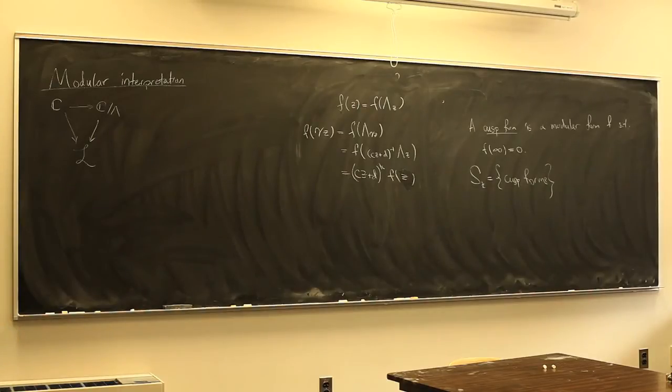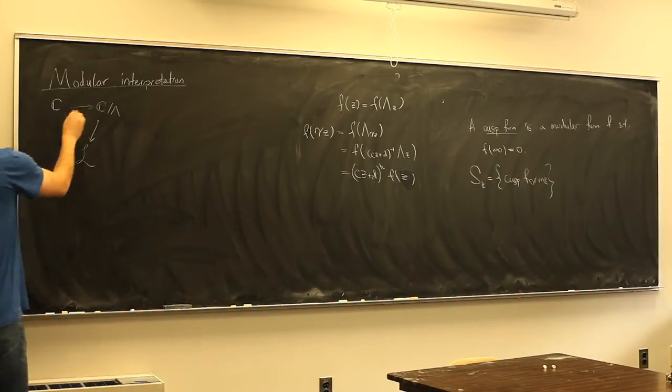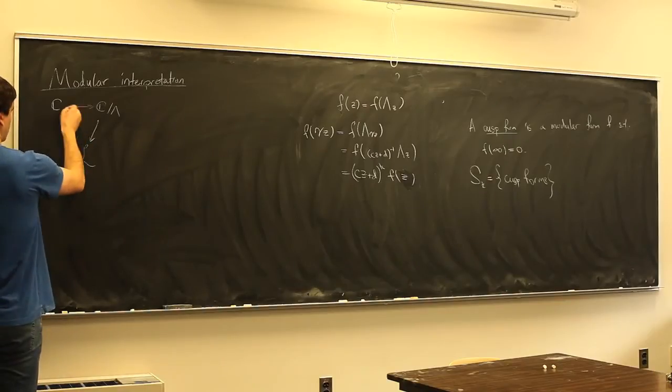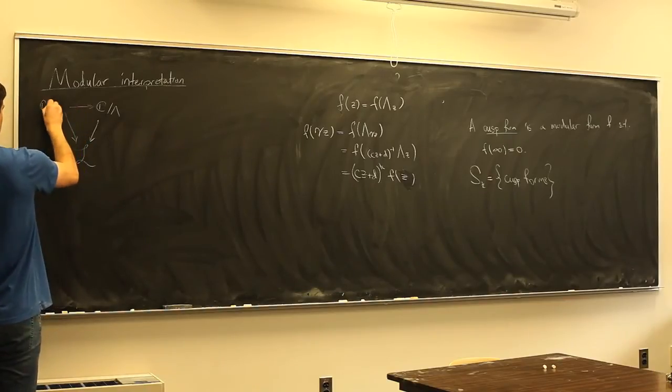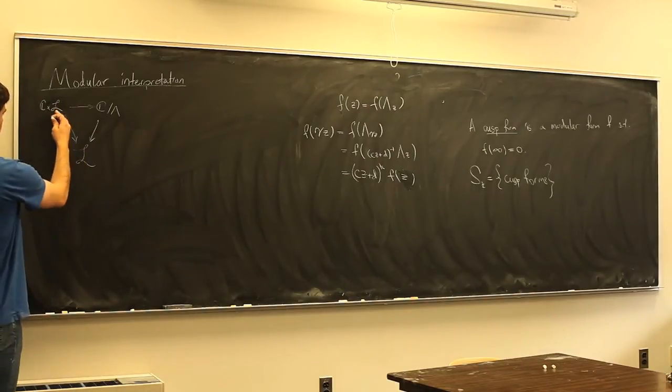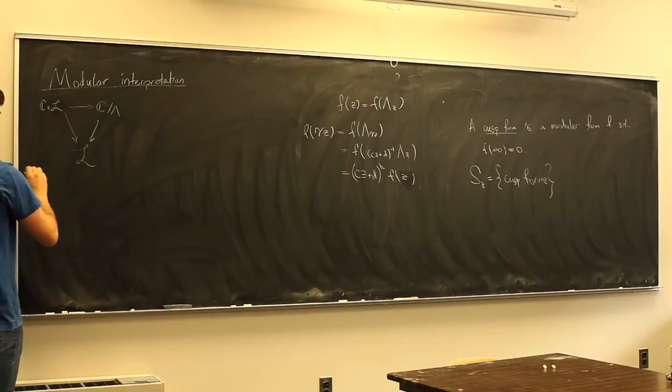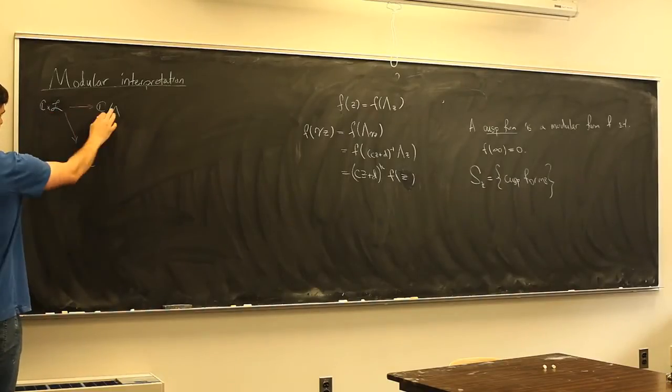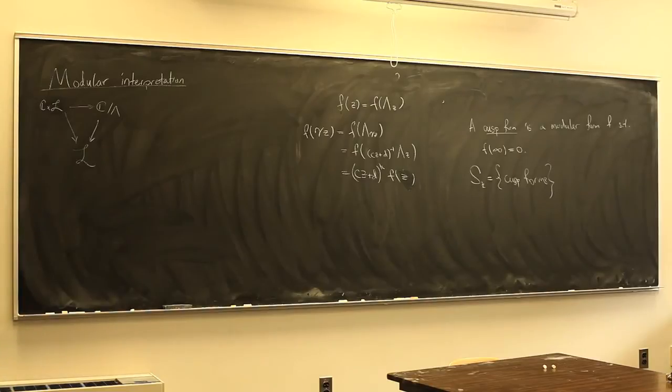Wait, what's that map from C to C mod lambda? So this is the trivial vector bundle over L, so this is C times L, and it's the projection map. And in the fiber over lambda here, you have a natural lambda sitting inside this C, and that's what the quotient is by definition. And this is this family of elliptic curves over L. Okay?